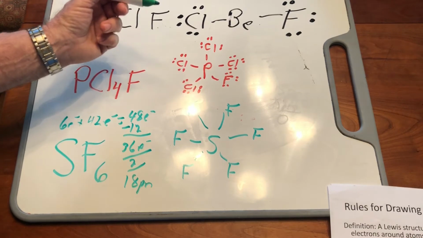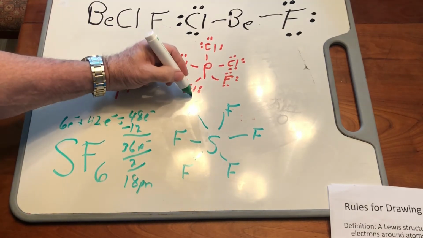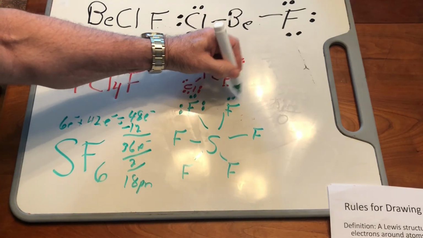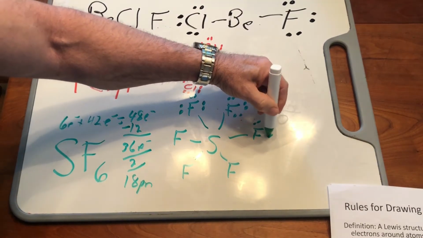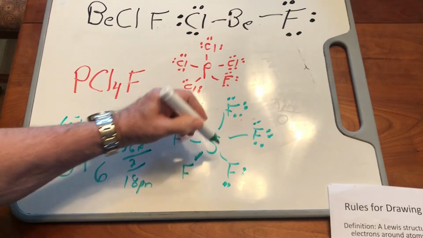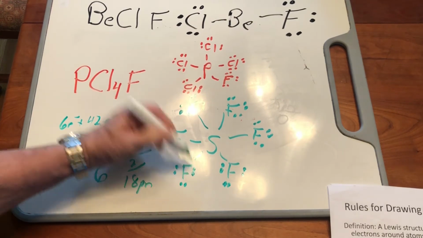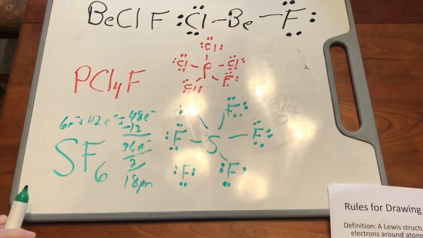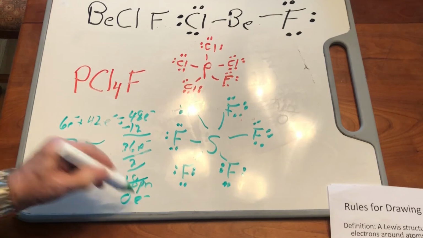And sulfur can have more than 8 valence electrons around it, but the fluorines have to have no more than 8. So we're going to use all of our pairs. There's 6, 7, 8, 9, 10, 11, 12, 13, 14, 15, 16, 17, 18. Okay, perfect. We've got all 18 pairs used up. We have 0 electrons left.